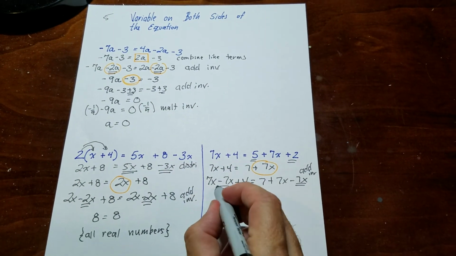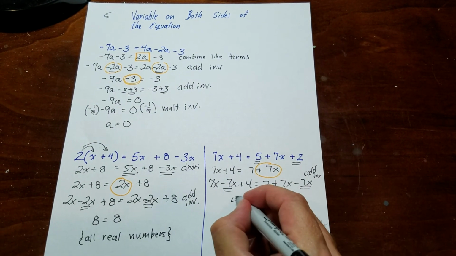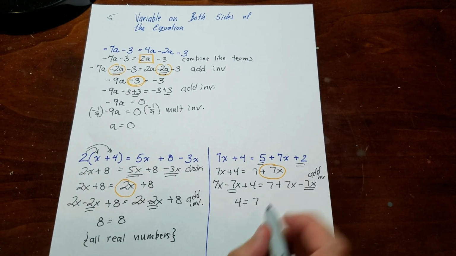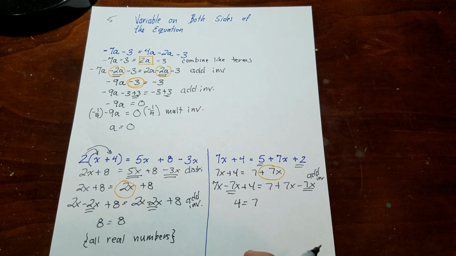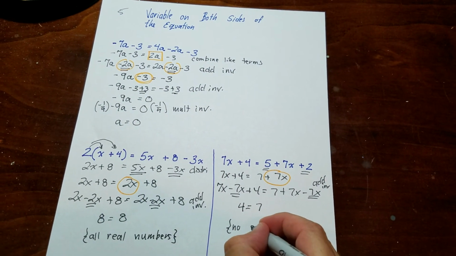Okay, so then what happens is if I do 7x minus 7x, that's 0, so it's gone. So I have a 4 here, and over here I have 7x minus 7x, so that's gone. But look at this, 4 is equal to 7, that's not true. So what that means is no solution.